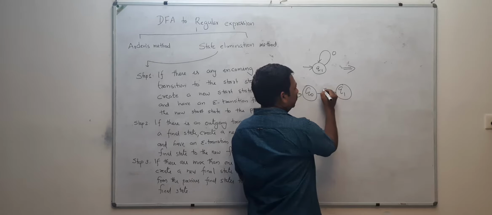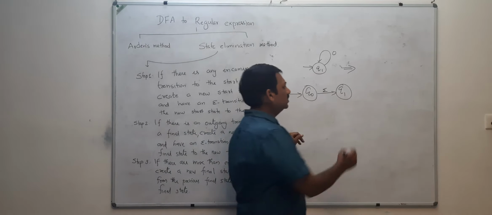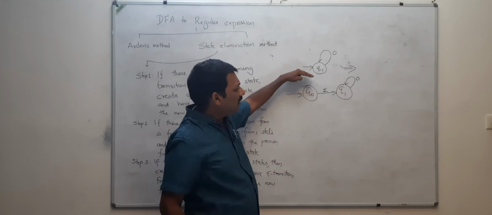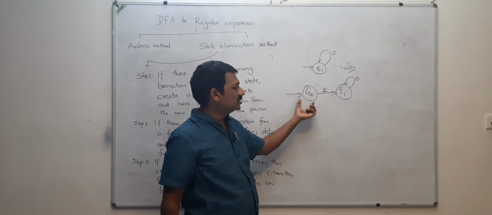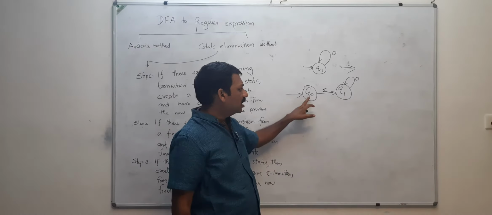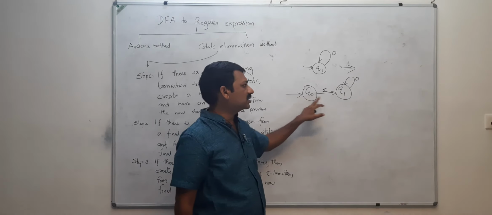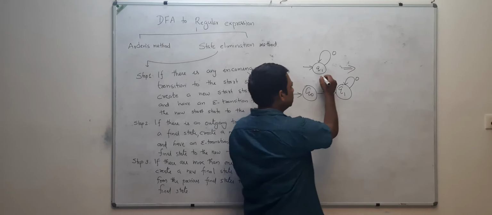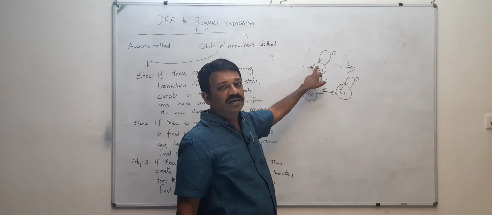Then you give an epsilon transition from the new state to the previous start state, and that is 0 here. That means if you have an incoming transition to the start state, you have to make a new start state, and the outgoing transition from that new start state goes to the previous start state. That means this is replaced with this. Why? Because here you have an incoming transition.